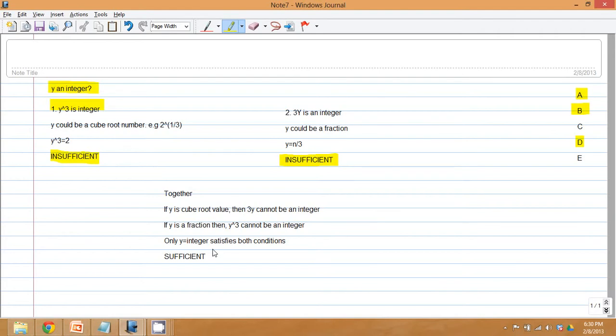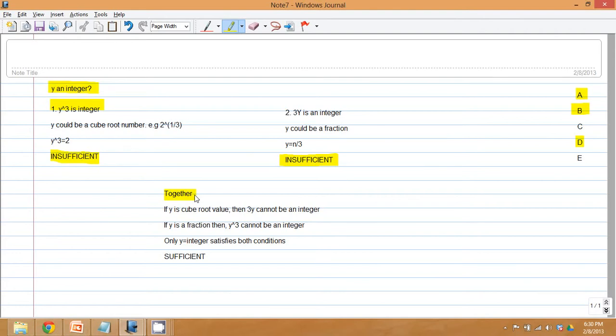So we need to work on it, and the more we work on such number problems, we would know which one to test first, whether we need to test fractions first or positive values or negative values. It sort of comes, the more you practice, the easier it will become. Now when you see 1 and 2 options together, you know that y cube needs to be an integer and 3y needs to be an integer.